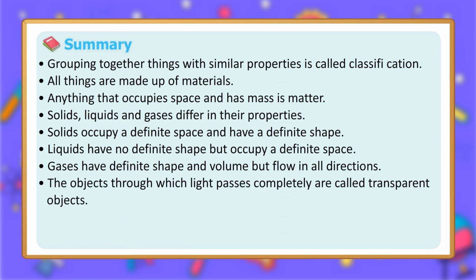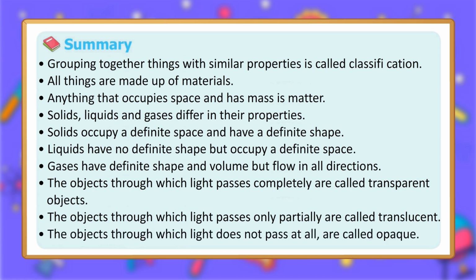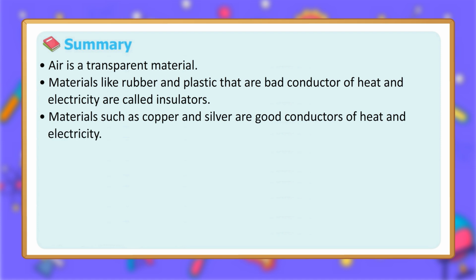The objects through which light passes completely are called transparent objects. The objects through which light passes only partially are called translucent. The objects through which light does not pass at all are called opaque. Air is a transparent material. Materials like rubber and plastic that are bad conductors of heat and electricity are called insulators. Materials such as copper and silver are good conductors of heat and electricity.